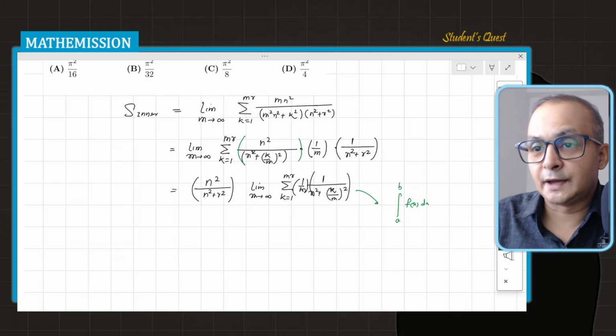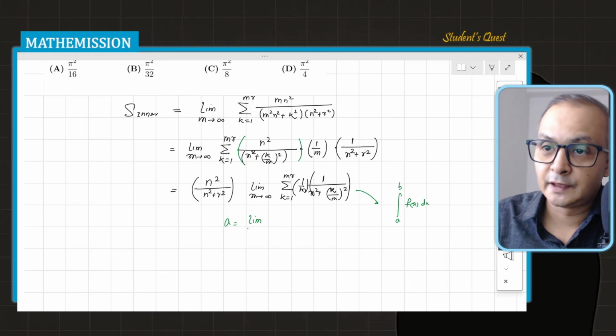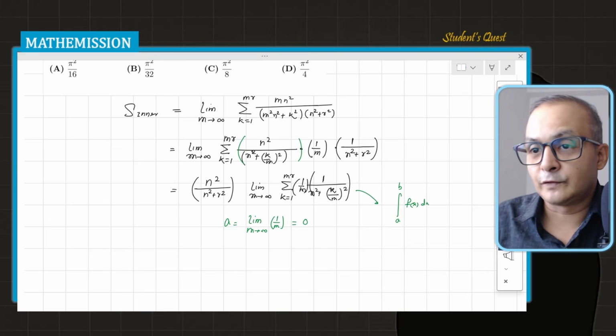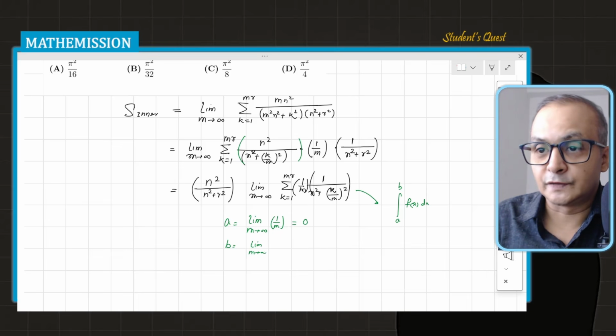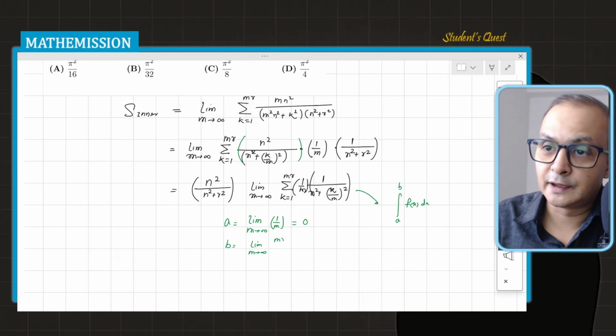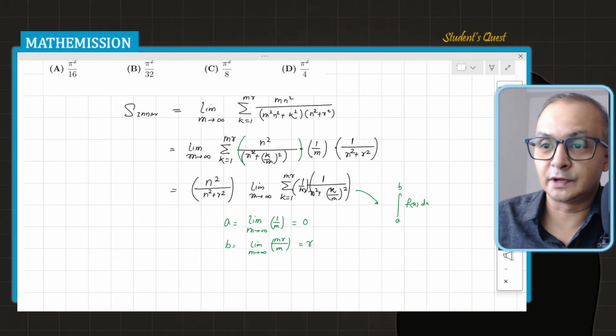So what is a, by the way? We find a when the limit m tends to infinity, the lower value 1 by m will give you 0. And how do we find b, the upper bound? Limit again m tends to infinity, the upper bound is mr by m, so the m cancels and r is considered a constant, so that will become r.